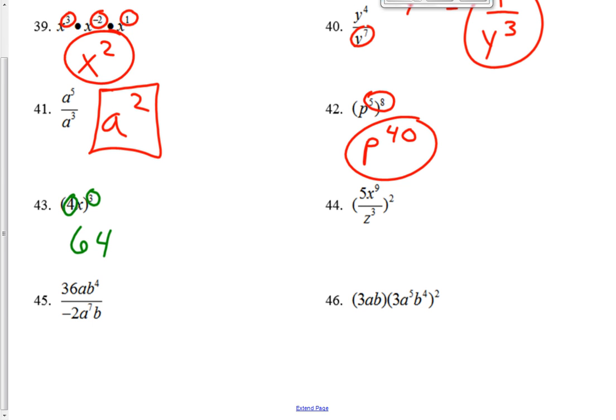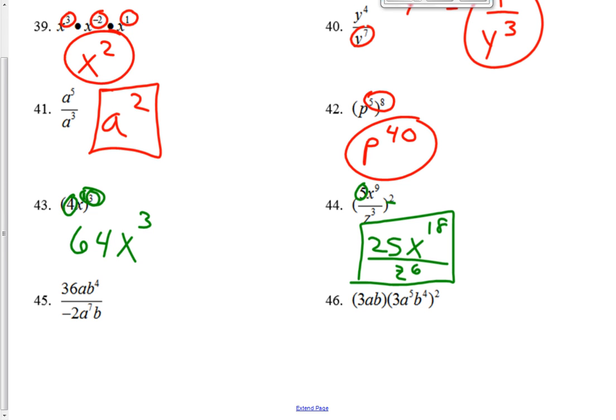And then with the variable, when you have a power raised to a power, it's like x to the first raised to the third. You'd multiply those. 1 times 3 is just 3. 64x to the third. Number 44, 5 squared is 25. X to the ninth squared, you would multiply 9 times 2 and get 18. All of that is divided by z to the sixth. So that's that one.